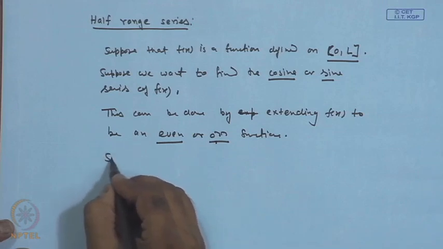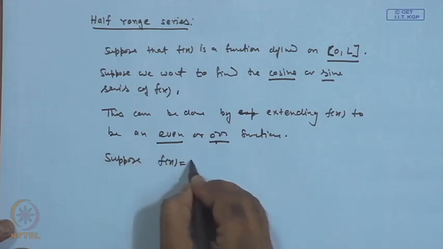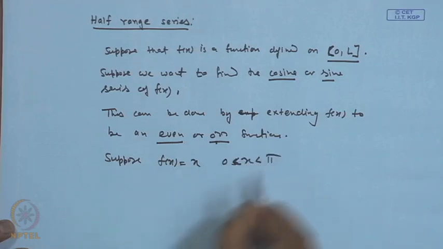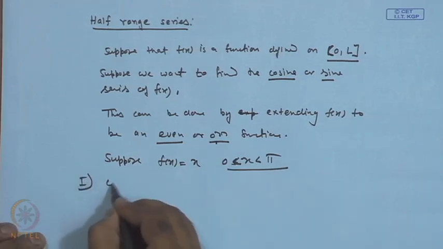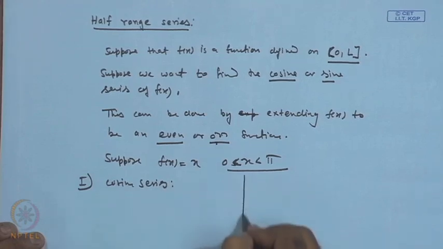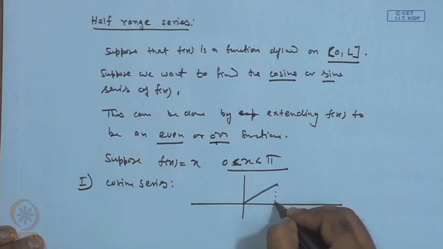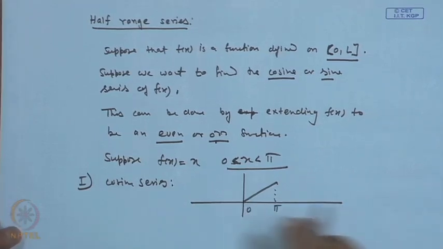So, suppose f(x) = x is given in the interval 0 to pi. If we want to have the cosine series of this, what will we do? This is the given function on 0 to pi, f(x) = x.